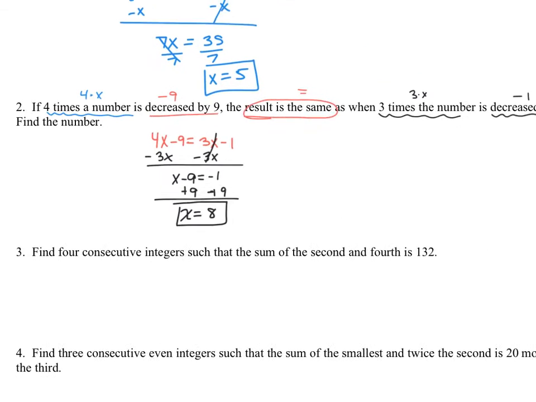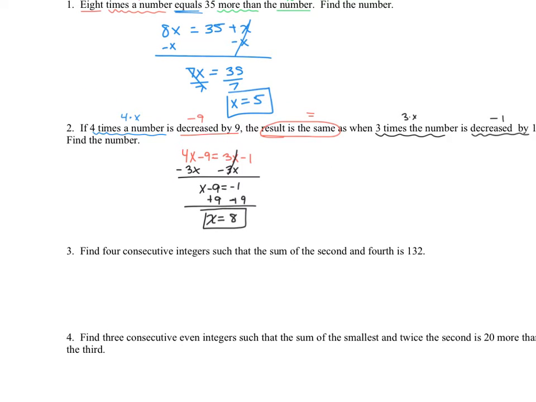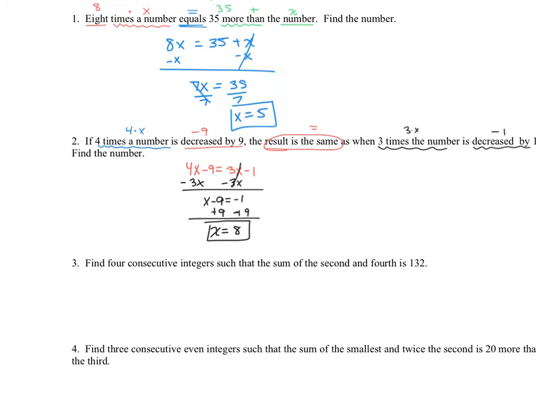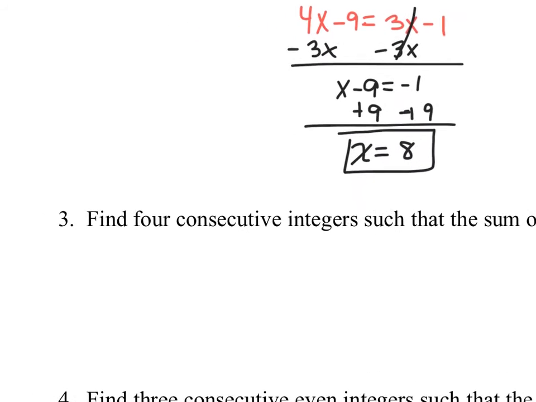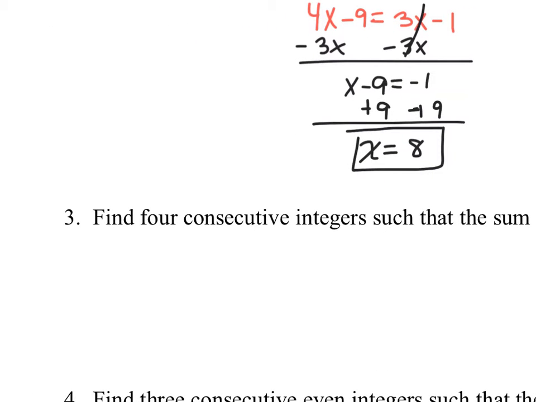Okay. Number 3, find 4 consecutive integers such that the sum of the second and the fourth is 132. So whenever we have this word consecutive integers, and they're just consecutive integers, it's not even or odd. They could be even and odd when we get to question 4 and 5. Whenever you have consecutive integers, I mean numbers that are next to each other, so like numbers 1, 2, 3, 4. So what I do is, I don't know what my first integer is, so I'm just going to put an x. That's my first one.